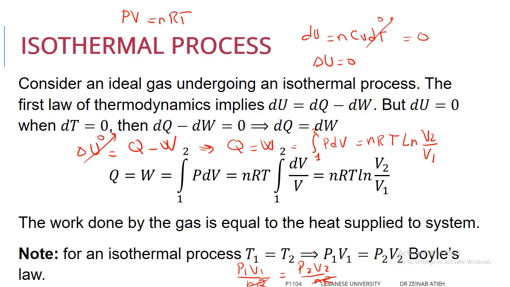So what is the benefit of this equation? If you have a PV graph and you're given P1, for example, and V1, and you are given P2, you can guess V2 this way. So if you know one point, you can guess the other point on this graph if you know one thing about it. For sure, if you have P1 V1, you can calculate T1 using the ideal gas equation. So this equation P1 V1 equals P2 V2 is used to relate points which are on the same isothermal process.